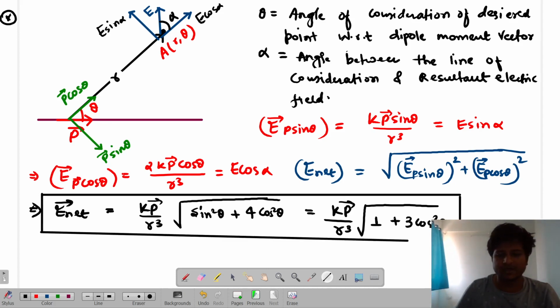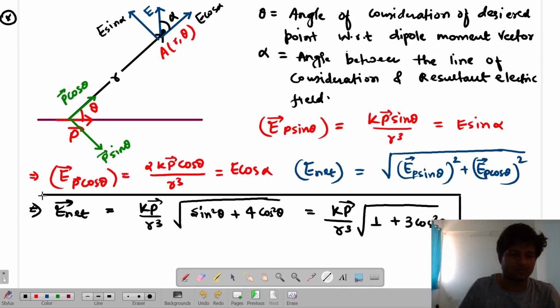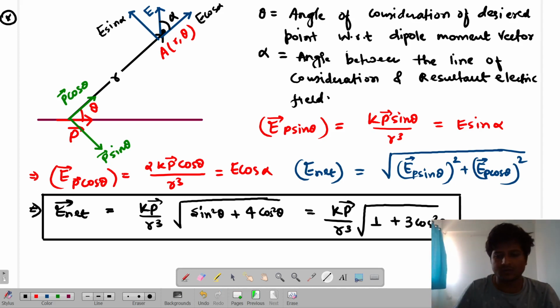So this is my net electric field at the general point. Are you able to get me? It is Kp vector by r cube, 1 plus 3 cos square theta. Is that clear? So look over, it is varying with respect to theta or not.